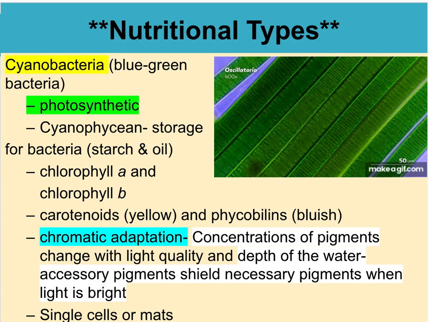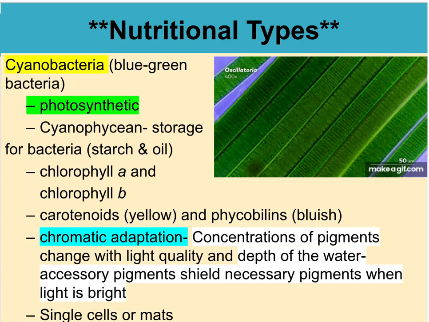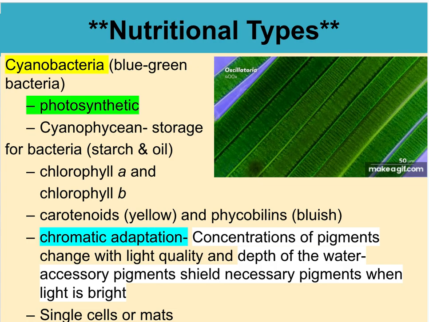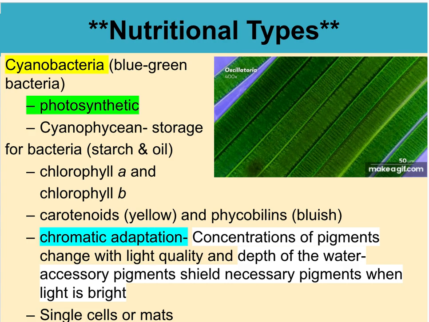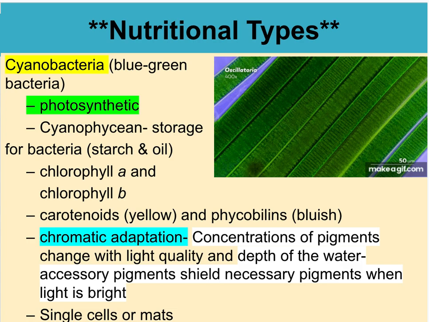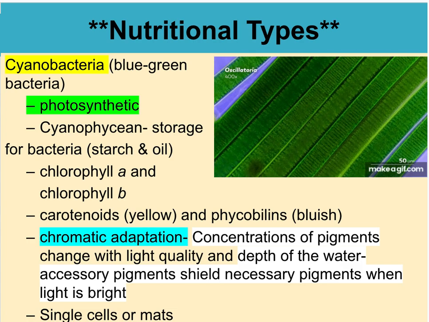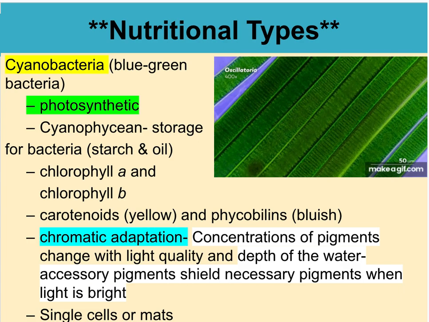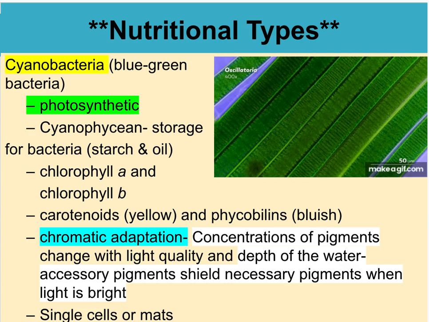So the nutritional types, the different ways that it eats: you can have cyanobacteria, which is photosynthetic, and it will end up storing its energy that it makes from the sun in the form of starch or oil. Well, that's really important, to use sunlight to make starch and oil for other organisms to then eat in the ocean, which is cool.